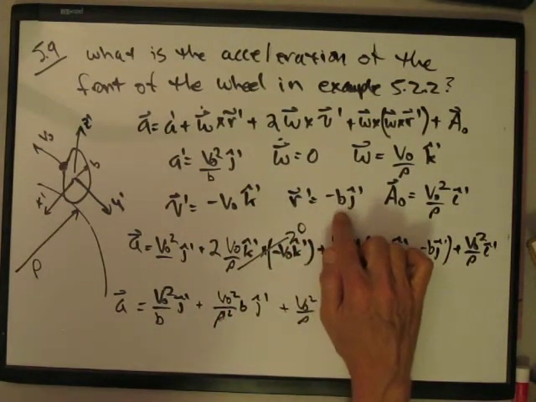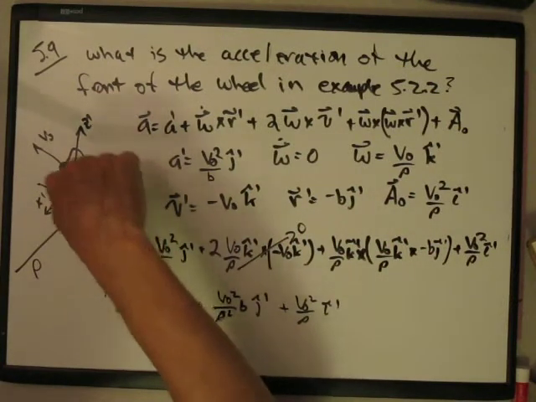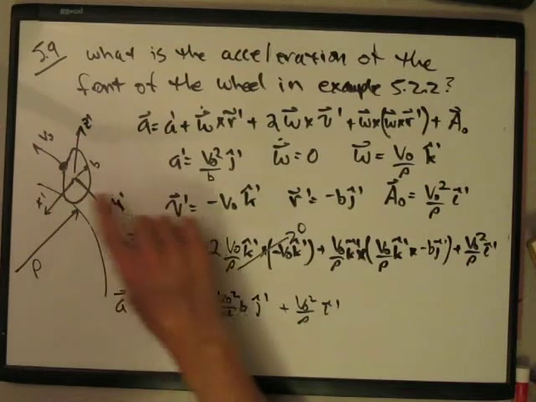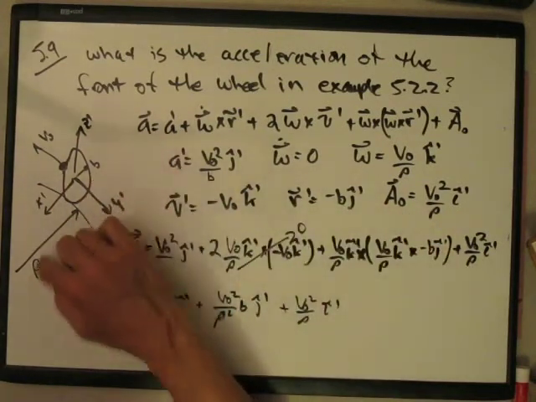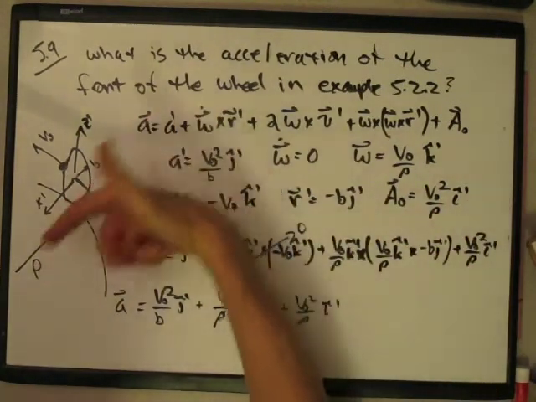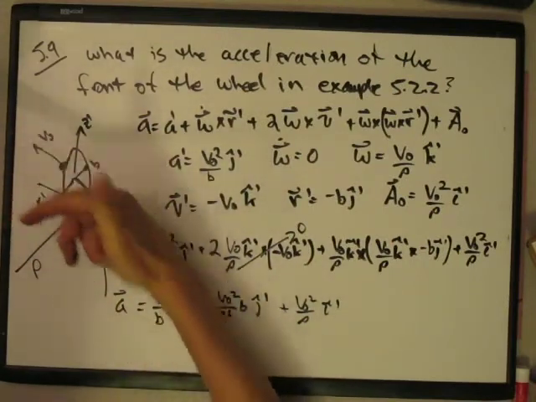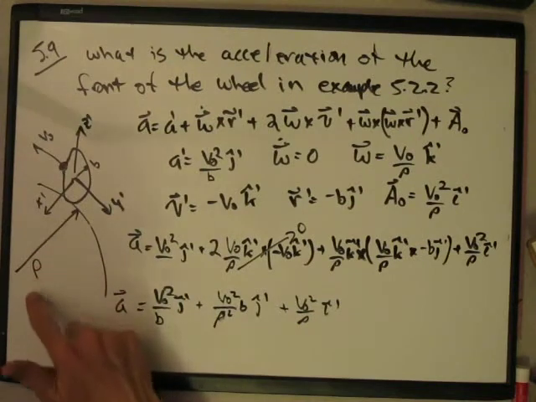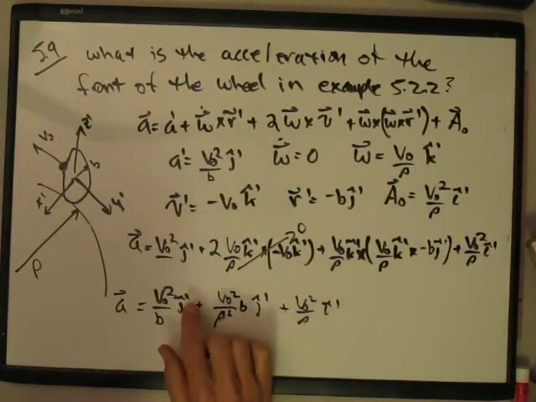Its position is minus b j-hat prime, because here's the origin, and the y-axis points this way, and it's that way. So it's minus b j-hat prime. And then the acceleration of this frame relative to this frame is just a centripetal acceleration, v0 squared over rho. And the acceleration of the frame is towards the center because it's orbiting the center of the circle that has a radius of rho. And so now I can go back to these guys and I can write out all the terms.